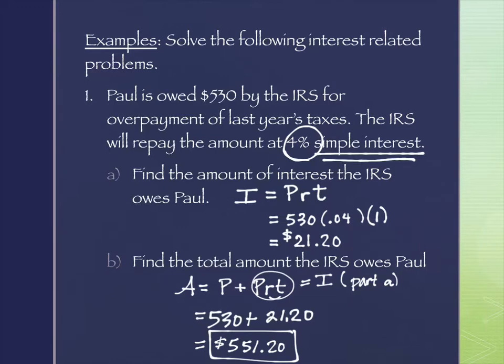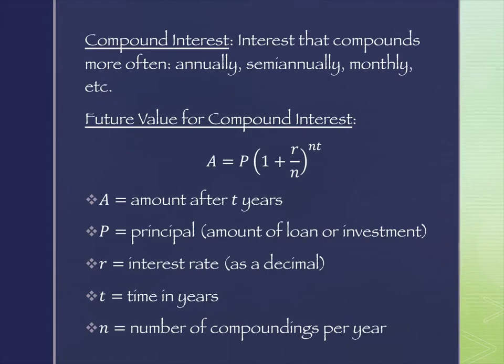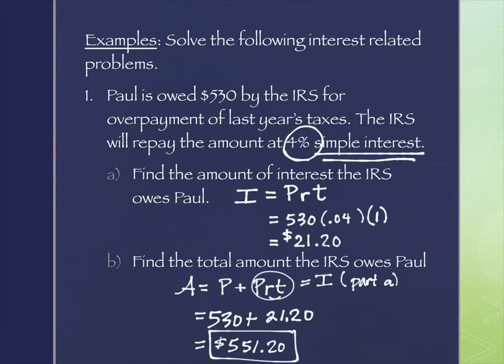All right. Yes, sir. How you said that PRT was equal to the 21.20 from the first one, but you didn't have Part A. So you can either calculate it, right? You could use this formula, and you could put the 530 in here, the 530 in here, the 0.04, and the 1. You could do it straight from here.